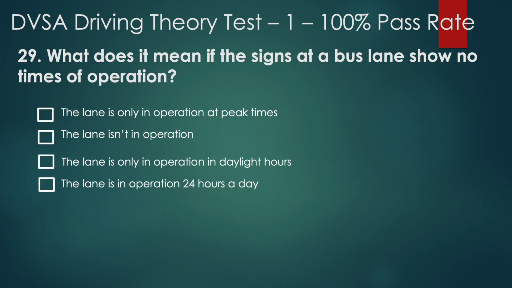29. What does it mean if the signs at a bus lane show no times of operation? A. The lane is only in operation at peak times. B. The lane isn't in operation. C. The lane is only in operation in daylight hours. D. The lane is in operation 24 hours a day. And the answer is D. The lane is in operation 24 hours a day.